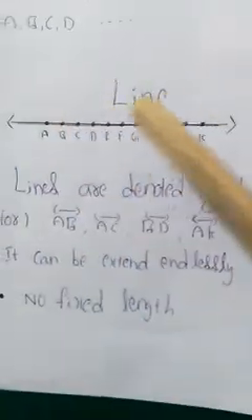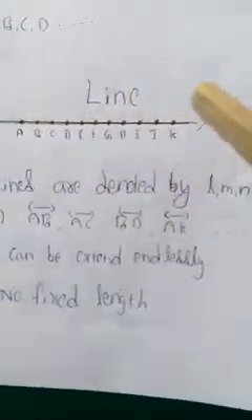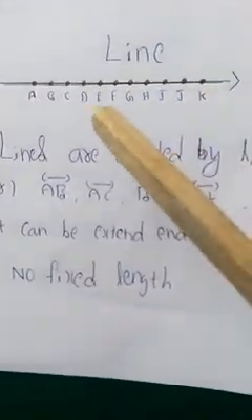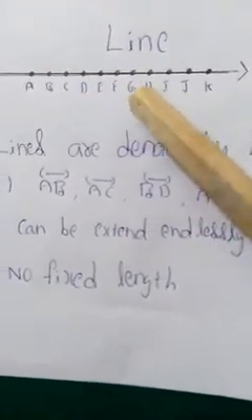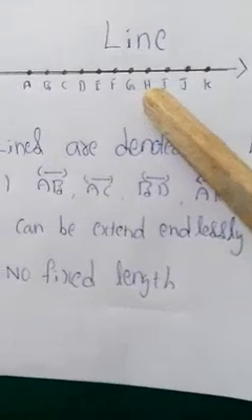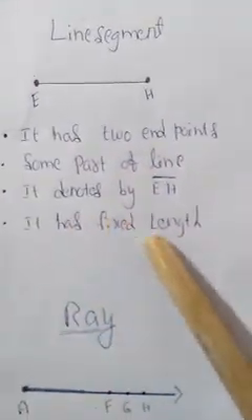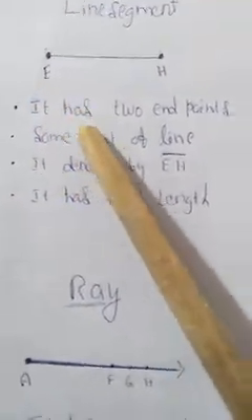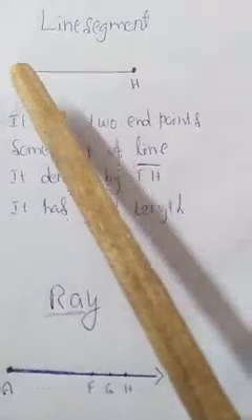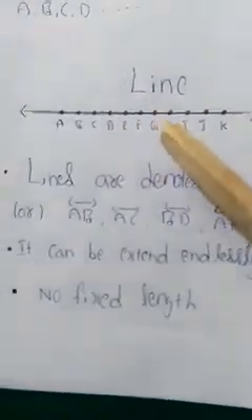Clearly, as I told, a line has no fixed length, but a line segment has fixed length. We can measure E to H. How much will it be? Exactly we can measure. That's why we can say it has fixed length. A line segment has fixed length, and moreover it has 2 endpoints. Those endpoints are E and H, but in a line there are no endpoints.